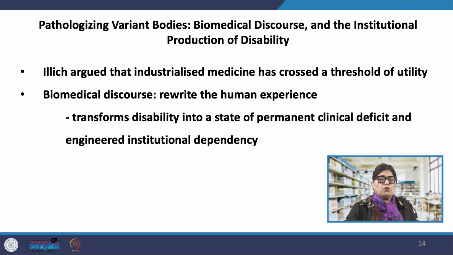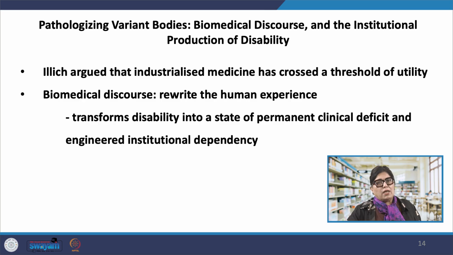Having mapped how literary narratives rely on disability according to the mechanics of narrative prosthesis, we must now examine how these structural tropes mirror real-world systems of control under a medical regime that actively pathologizes variant bodies. So, coming to pathologizing variant bodies, biomedical discourse, and the institutional production of disability.